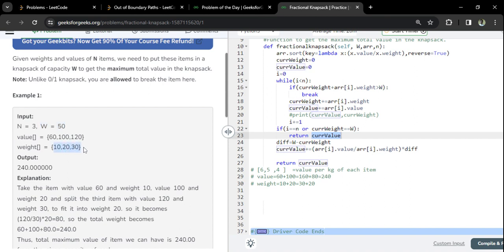Okay, I still have weight left, but I can't do anything. So the sum of all this is going to be the answer in that case. As simple as that. So that will be the case when i equals n. Okay, that is the case.